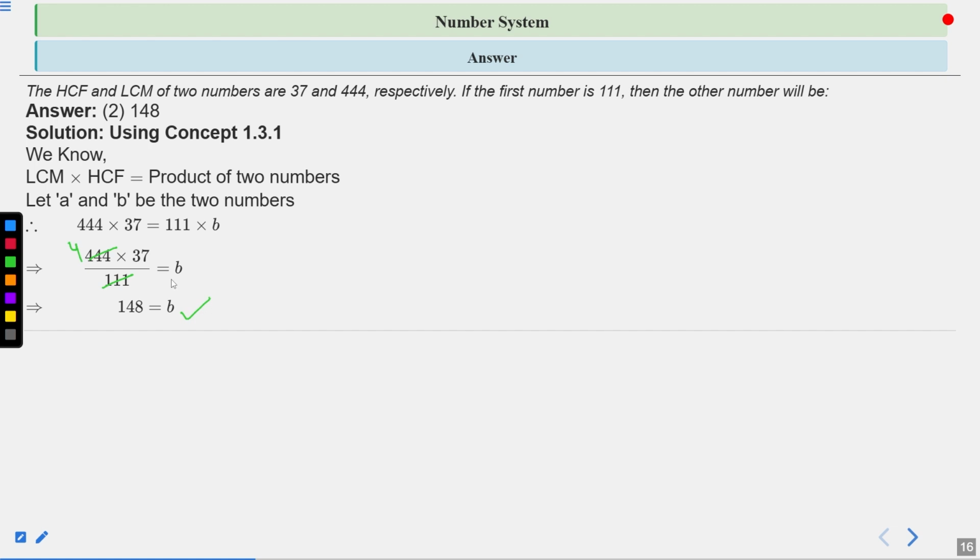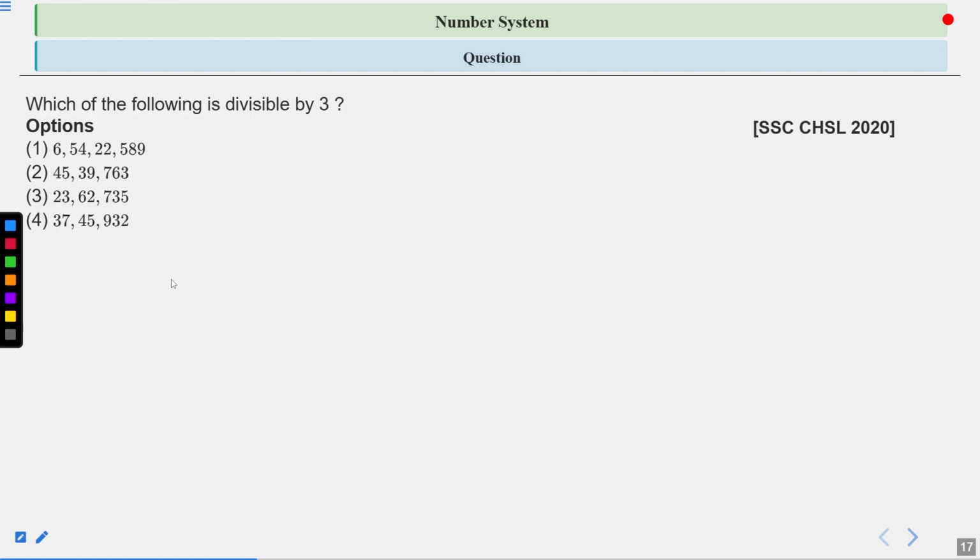Next one. Which of the following is divisible by 3? And there are four options. This question was asked in the SSC CHSL exam in 2020. So first option is 6 crore 54 lakh 22,589. Second one is 45 lakh 39,763. Third one is 23 lakh 62,735. And fourth one is 37 lakh 45,932. Now you have 10 seconds to solve this question. Your time starts now.